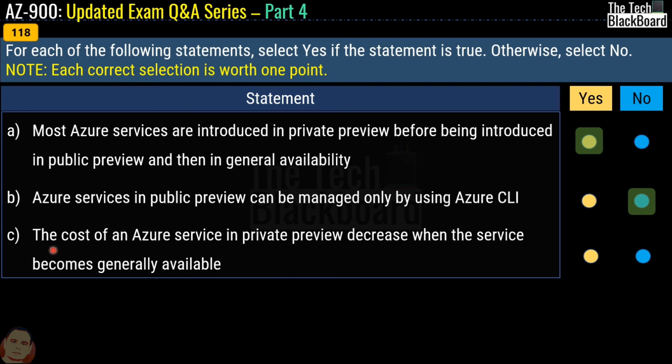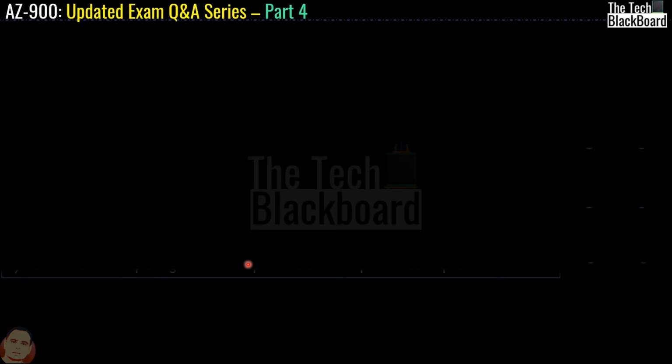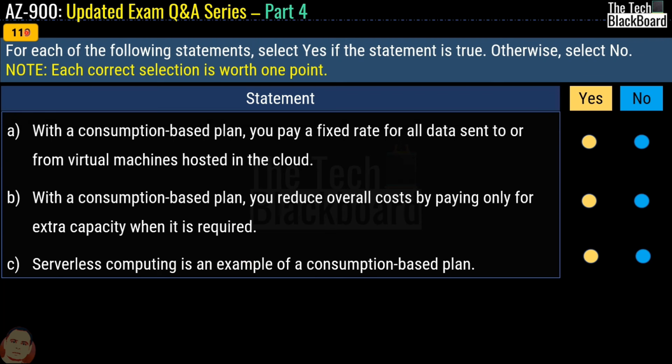Now comes the third statement, and this says the cost of an Azure service in private preview decreases when the service becomes generally available. The correct answer for this one is no. And the reason is the cost of the service remains the same. Now let's take one more yes/no kind of question in question number 119.